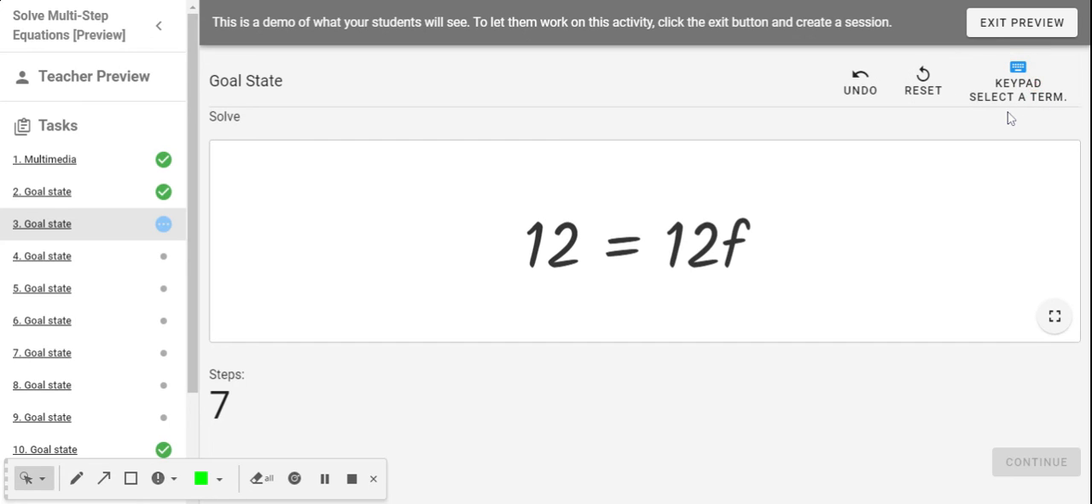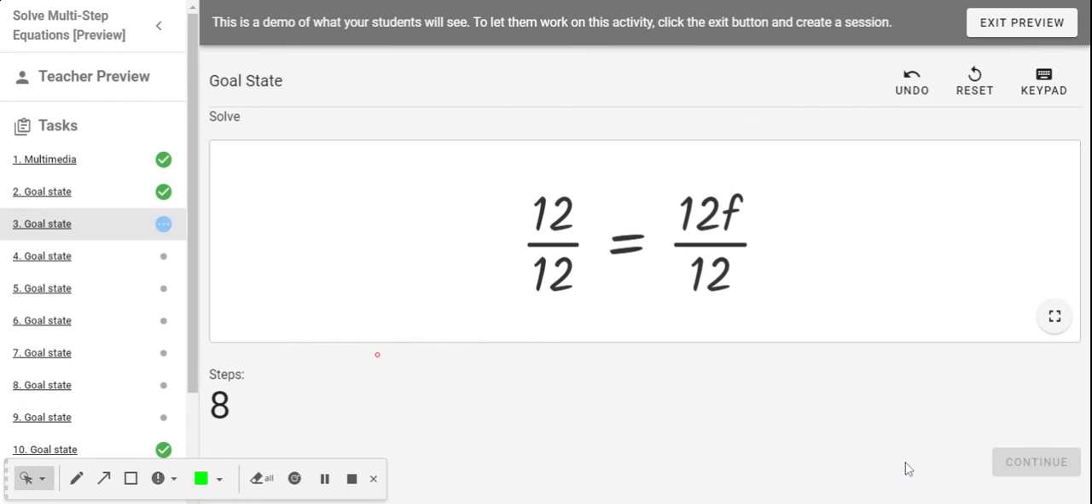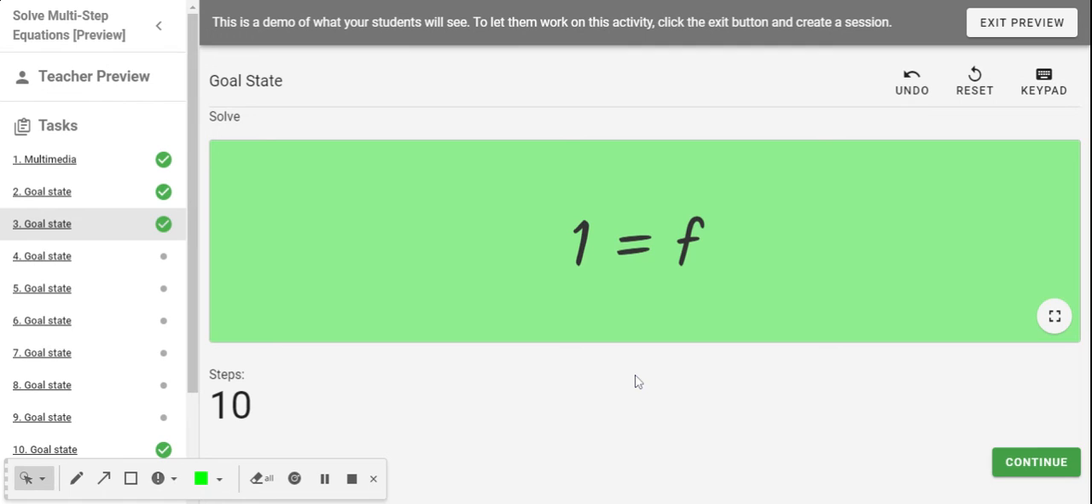But for those where it's not so clear, what we'll do is, again, click the keypad, click the equation, and we'll divide both sides by 12. And in order to reduce that 12 over 12 to 1, we'll click on the numerator and drop it down to the denominator, and that effectively cancels our 12s. We'll do the same thing on the left, and there we go. We've successfully solved that equation. F is equal to 1.